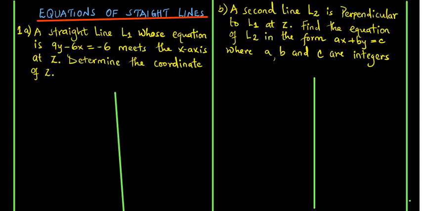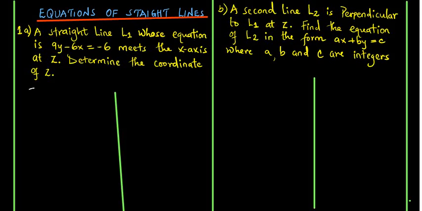Question number 1. A straight line L1 whose equation is 9y minus 6x equals -6 meets the x-axis at Z. Determine the coordinate of Z. Now at the x-axis, y is usually equal to 0.